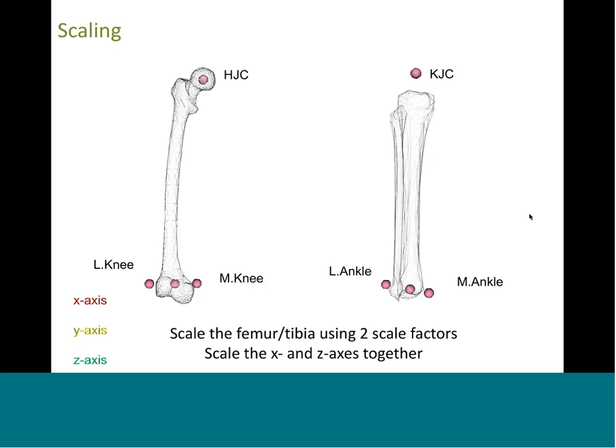The virtual marker that we add for the femur is the hip and knee joint center. And for the tibia, it's the knee joint center and the ankle joint center. For both the knee and ankle joint centers, you can calculate them using functional movements or just average the medial and lateral femoral condyle markers or the malleoli markers.